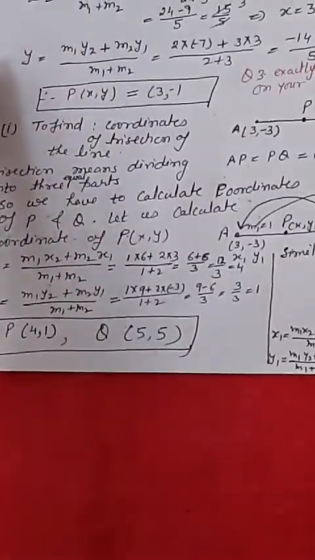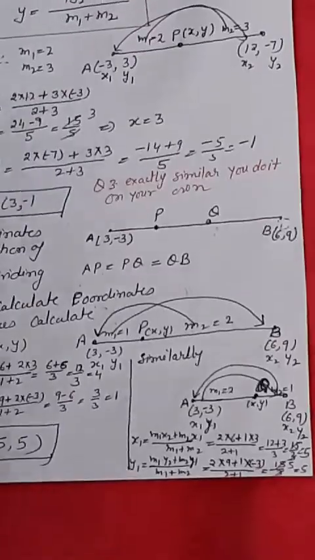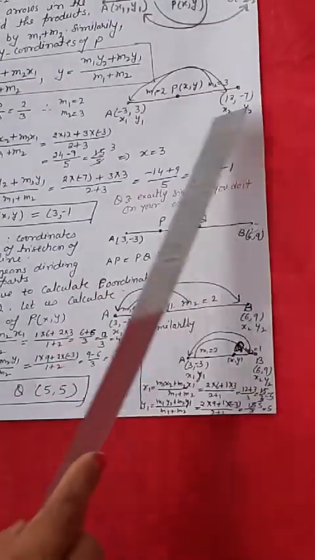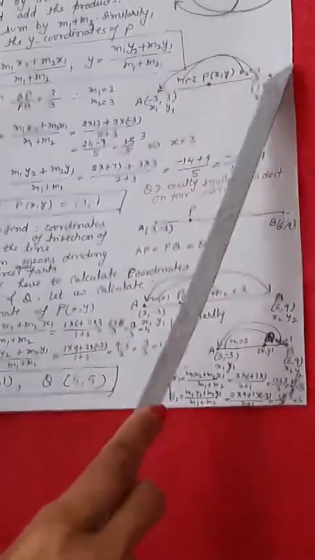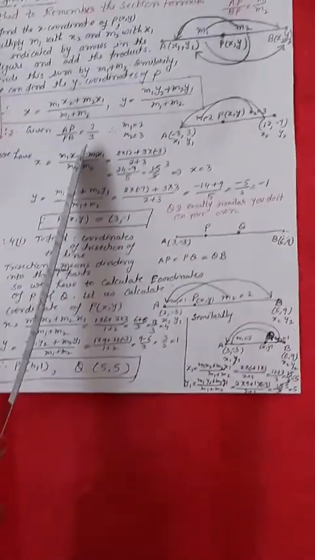We got the division point. I hope you all understood. Exactly, question number 3 is exactly similar to second. So please, first you join this line, draw this line, write the coordinates given, put the ratio here and write the formula, substitute the values, and you will get the answer for question number 3.